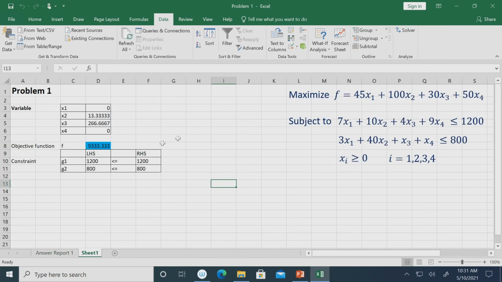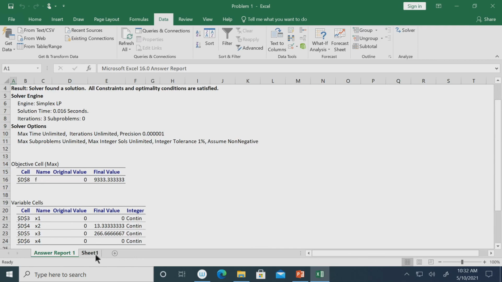You can also see here that x 1 equal to 0, x 2 equal to 13.33, x 3 equal to 266.67, and you got the solution here also. Here you can see that the left hand side is now 1200 and 800, which is less than or equal to 1200 and 800. Okay. So, I can see the solution here also, or I can see the answer report.